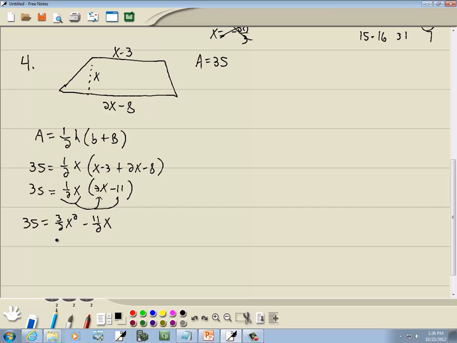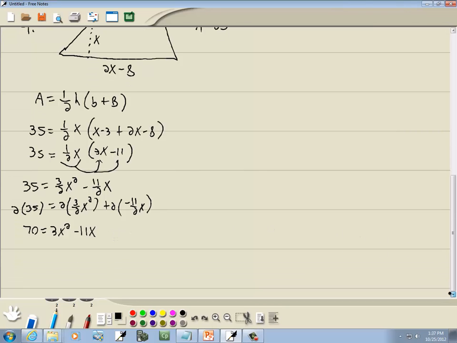Now we want to get rid of fractions, so we'll multiply everything by 2. So we'll take 2 times 35 and 2 times 3/2 x squared and 2 times negative 11/2 x. That gives us 70. Here the 2's cancel, and we got 3x squared. Here the 2's cancel, we got minus 11x. Now we're wanting to solve this, and so I want to get everything over one side, 0 on the other. So I'll take 70 over to the right side. So we got 3x squared minus 11x minus 70.